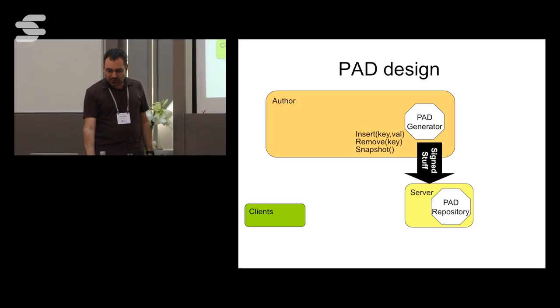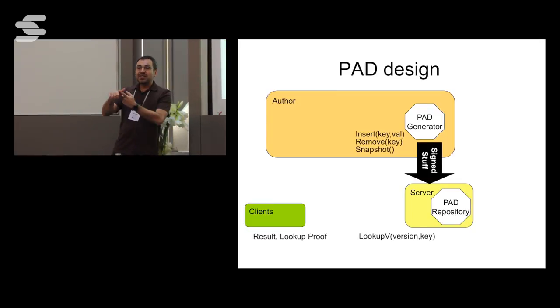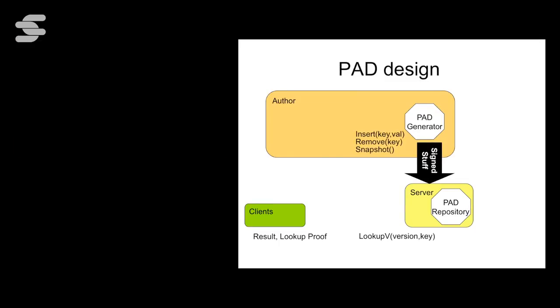So now we have clients, and the clients want to be able to make lookups. And so they say, for a given version or time, give me the value of a key. And I want to get back two things. I want the answer, the value associated with that key, and a proof that this is the correct value for this key at that time. So I don't just need an answer, I need a proof that the answer is correct. And so the server, we don't trust the server to maintain the data, the server is evil, but the server can still do compute for us, and the server can compute proofs, just like last time.